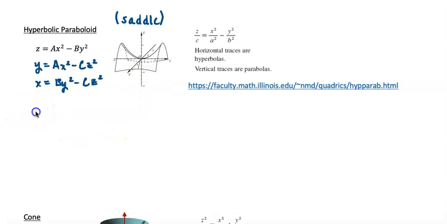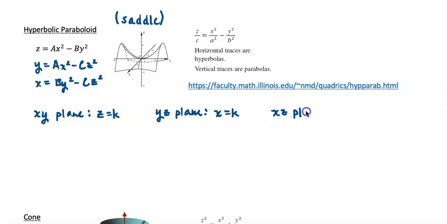So we are looking at the xy plane, in which z is equal to some k, and the trace that lies along the yz plane, in which x is equal to some k, and finally the trace that lies along the xz plane, in which our y value is equal to some k.